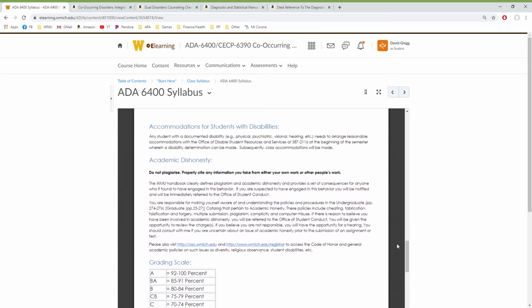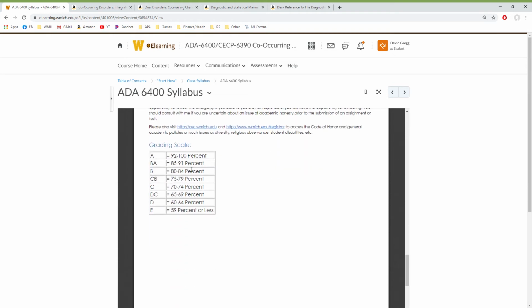On this page here, we see information on plagiarism and academic honesty. So always make sure that you are citing information from outside sources. Use minimal direct quotations, and make sure anything and everything you use is properly cited in an APA format. Do not copy anything from another source without citing it. Here's a grading scale here. You need a 92% to get an A.